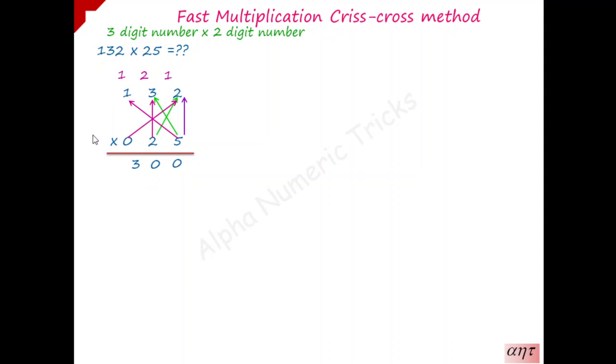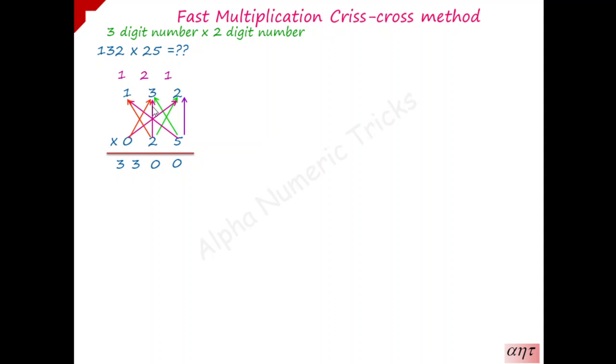1 is carried forward. After that, leave the units place and consider the tens place and the hundreds place for cross multiplication. So we have 0 into 3 is 0, plus 1 into 2 is 2, 0 plus 2 is 2, plus this 1 is 3, so 3 is written here. There is no carry forward number, leave it.